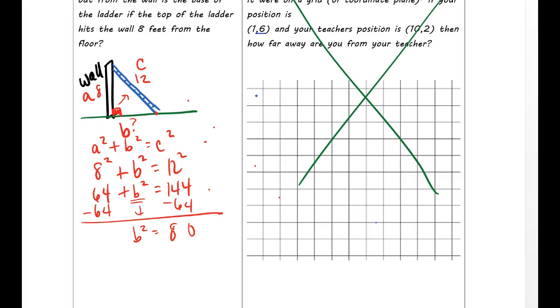So is there anything times itself that equals 80? Well, 9 times 9 is 81, but not quite 80. So this is another one of those that we can't do in our head, so we're just going to write it like that, the square root of 80. The decimal for that is going to be like an 8.9, something like that. It'll be really close to 9, but it won't be exactly 9. Okay, cool. So you could look in the calculator for that.